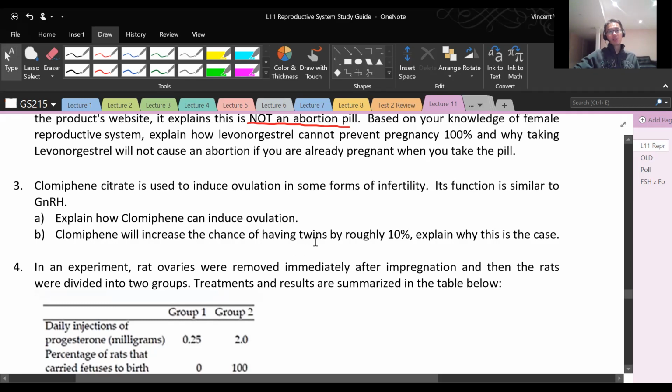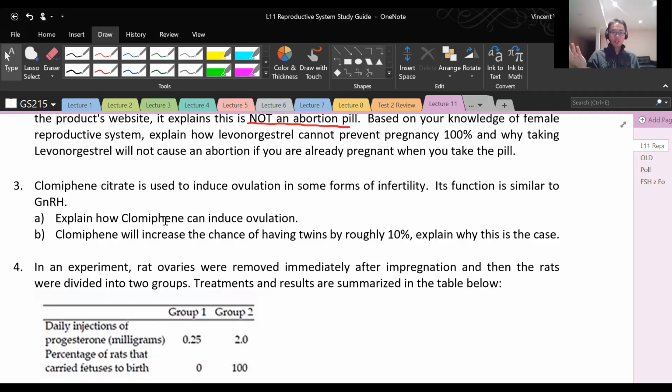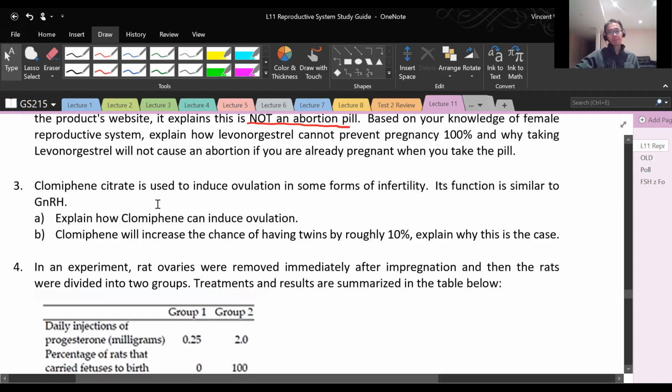This will increase the chance of having twins by roughly 10%, which also makes sense because now you have an increased level of GnRH more so than what a normal person would have, and it's possible to have more than one follicle being developed at the same time. So that's how it is related.